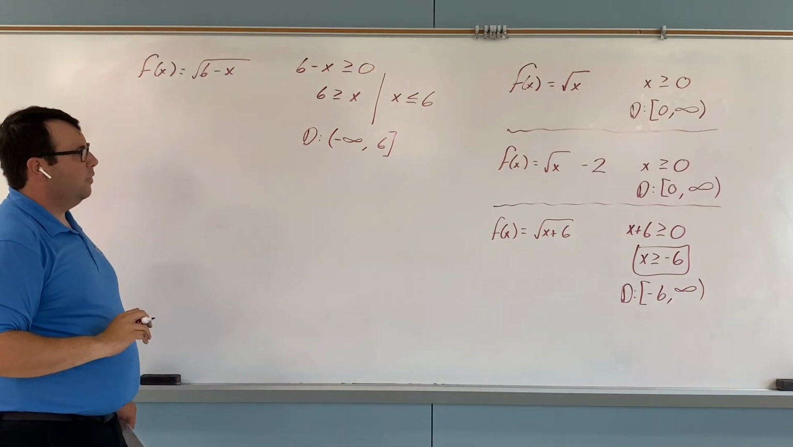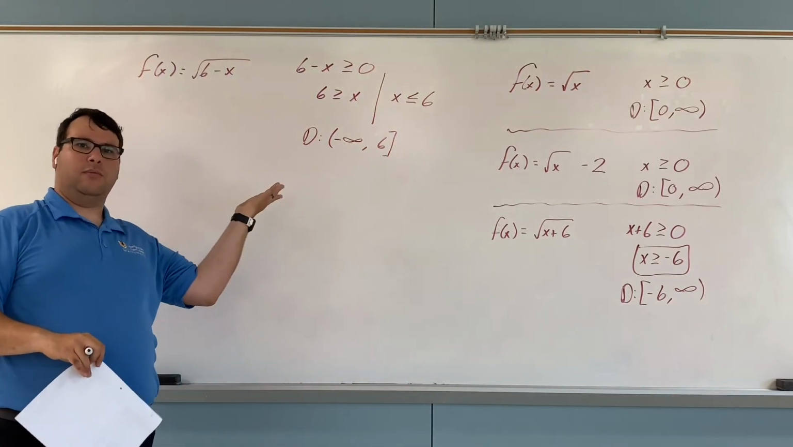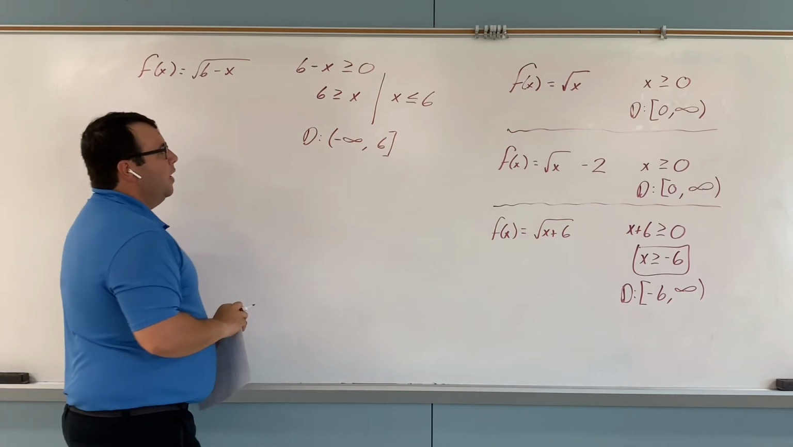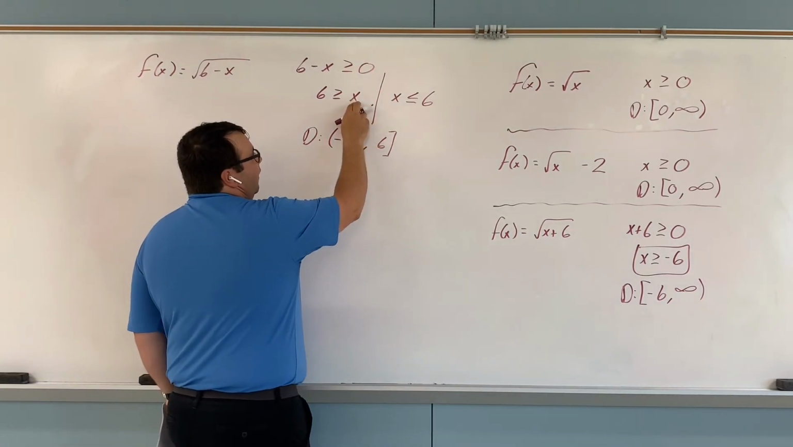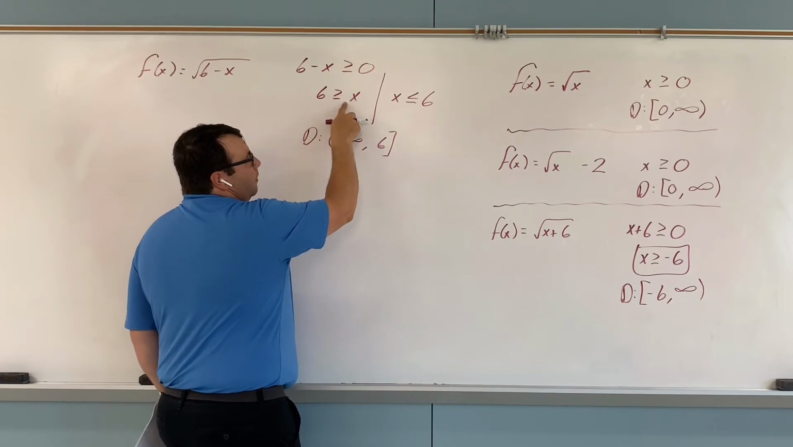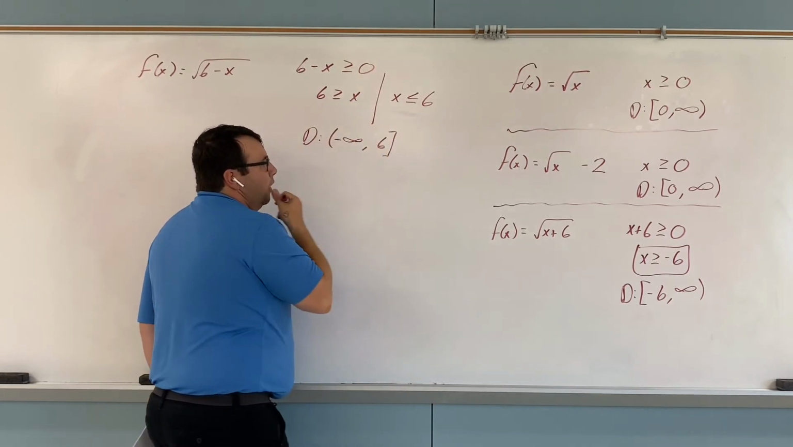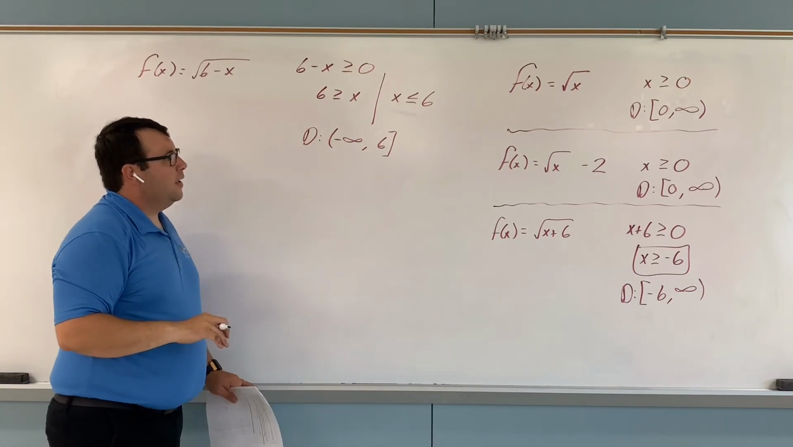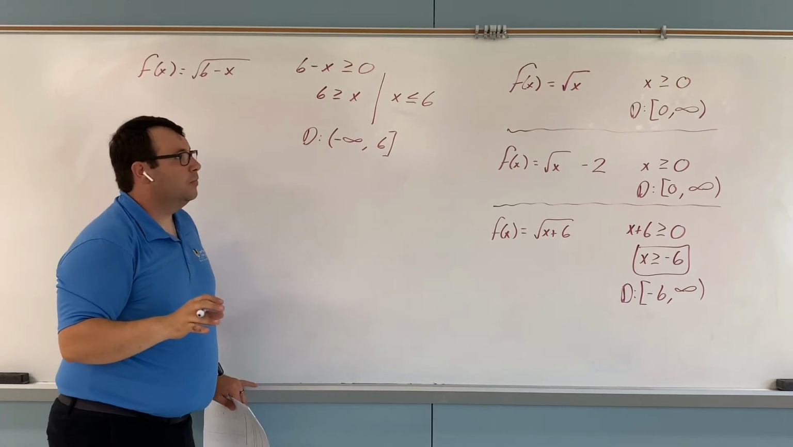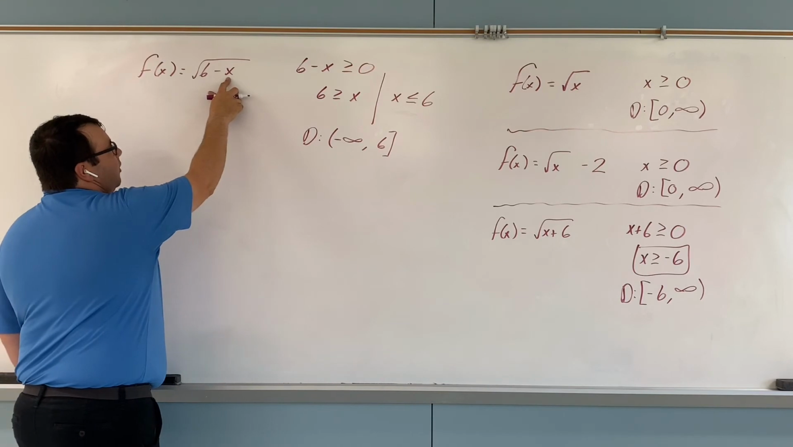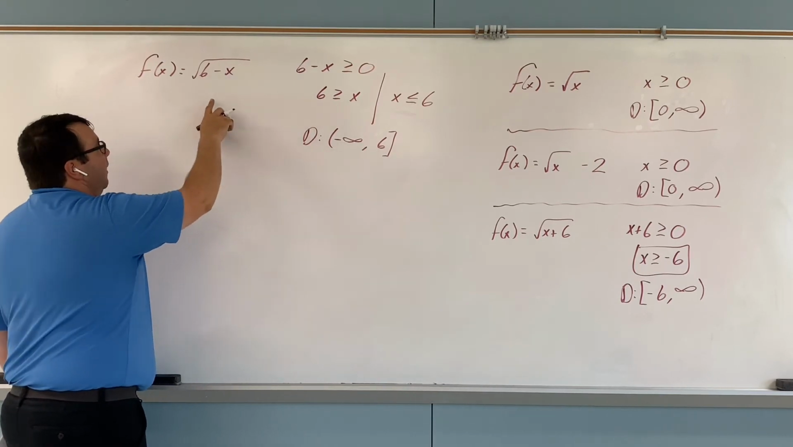Ooh, how do I know? Why am I including negatives? What's going on, right? Well, check this out. X is on that lesser side. And we just showed that here as well. X is on that lesser side. So if I were to put in, let's say, 0. 6 minus 0 is 6. I can take a square root of that.